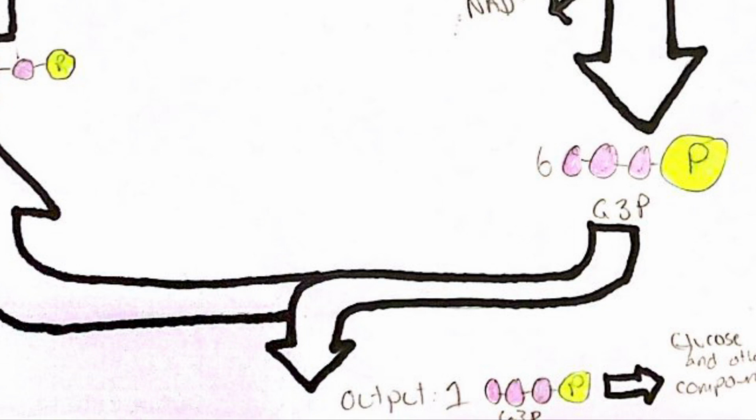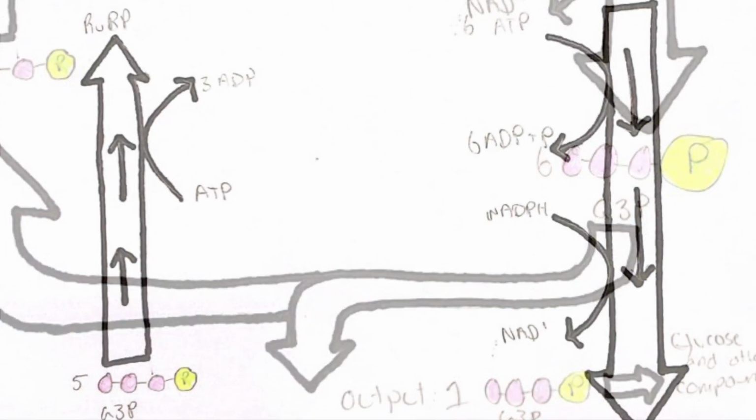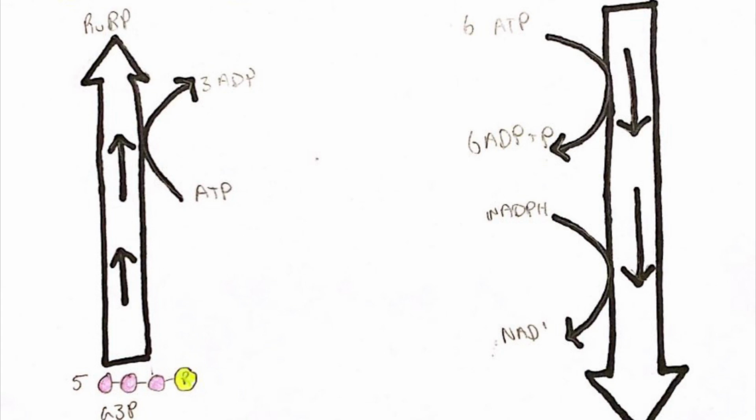An example would be if 3 ribulose bisphosphates are consumed to make 6 triose phosphates, one of those trioses would be used to create glucose or other organic compounds, and the other 5 trioses would be used to regenerate ribulose bisphosphate.